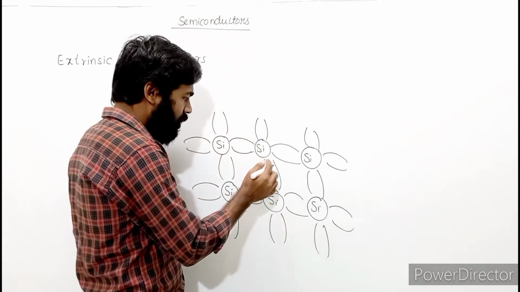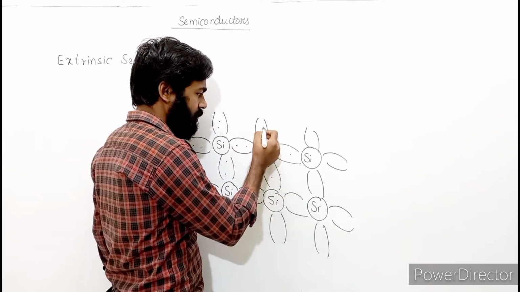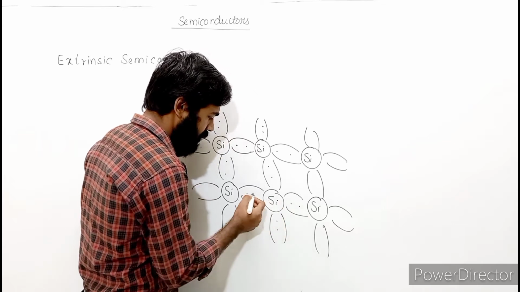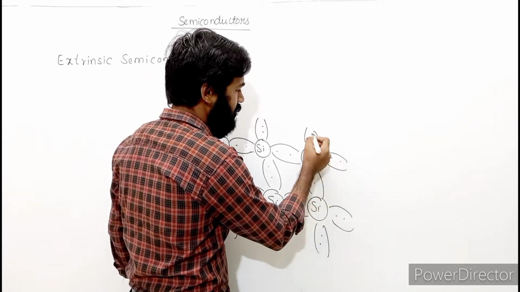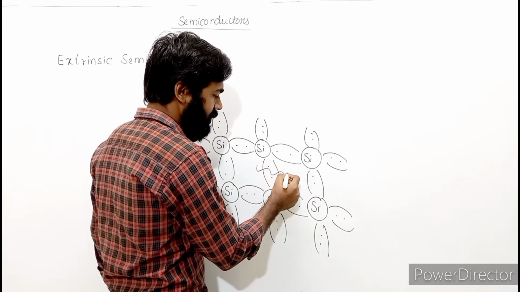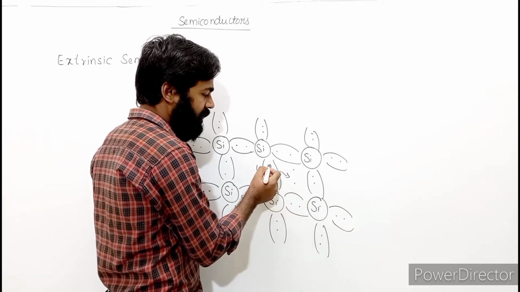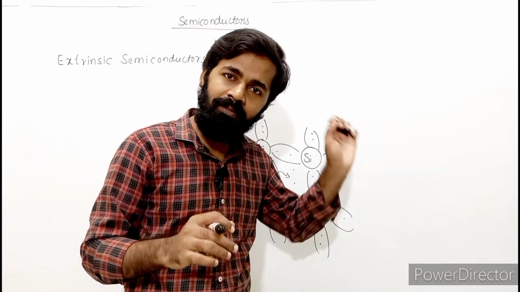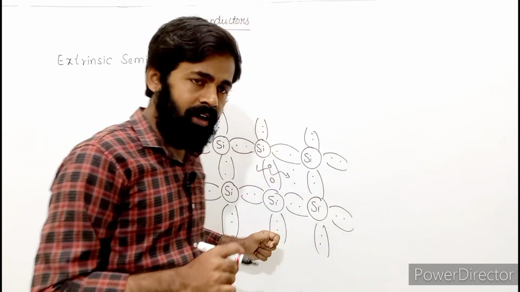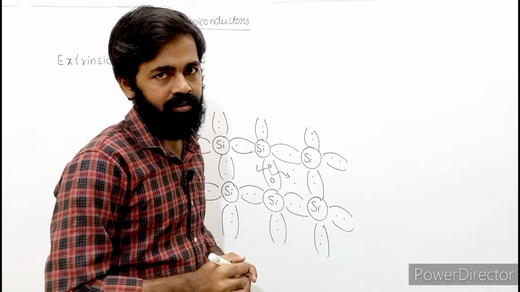Now in each bond there were 2 electrons, right? And see here, now if one of the bonds break, what happens? These 2 electrons will become free, and here we used to get what? Holes. Now this was the case of what? Intrinsic semiconductors. Now here each silicon shares 4 electrons.